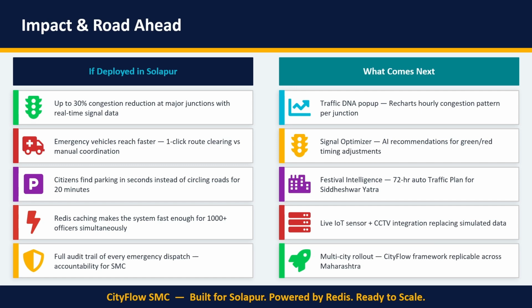What do we want to add next? A traffic DNA feature that shows each junction's daily congestion patterns in a chart, a signal optimizer that suggests when to extend green or red, and a festival planning module that auto-generates a traffic plan 72 hours before the yatra. When SMC eventually gets the real sensors and cameras, CityFlow just plugs into them.